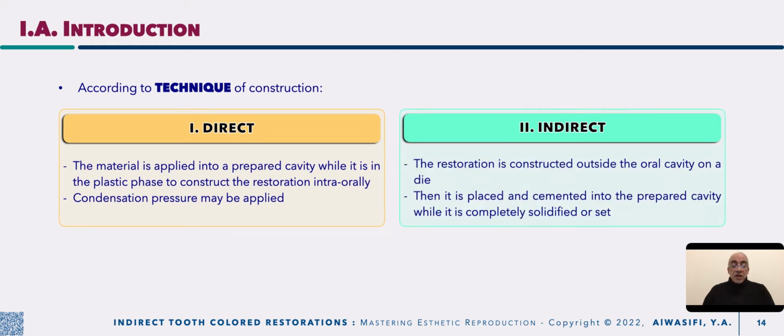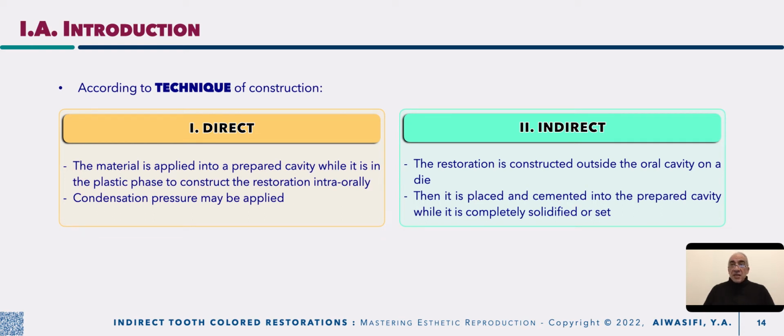But indirect restoration means that the material is constructed extraorally, outside the oral cavity, and comes in the form of completely set material, a hard piece of restorative work that will be placed into the prepared cavity, then cemented into place to restore the tooth function and occlusion.